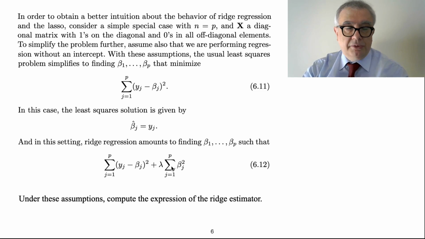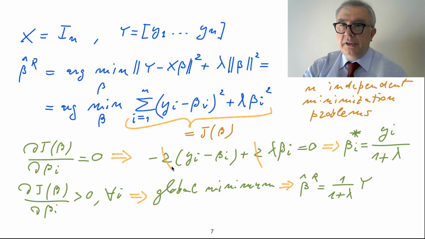So we would like to see how we can write down the ridge estimator. So matrix X is the identity of order n, and Y is the vector of the observations, and the ridge estimator is the value of beta that minimizes this cost function. And we have already seen here is the squared norm of the residual vector. This is the norm of the parameter vector squared. And we have already seen that this can be written in this way. Let's call this J of beta. This is the cost function.